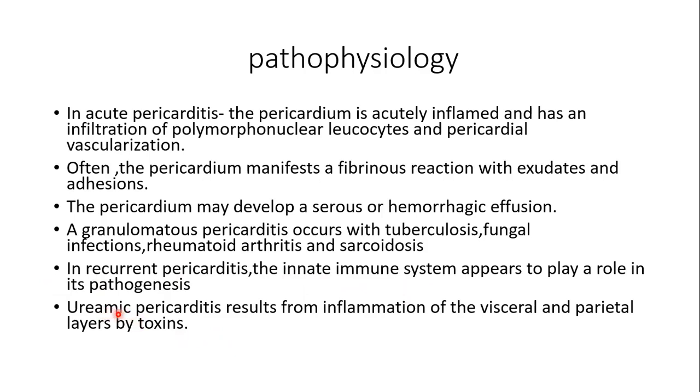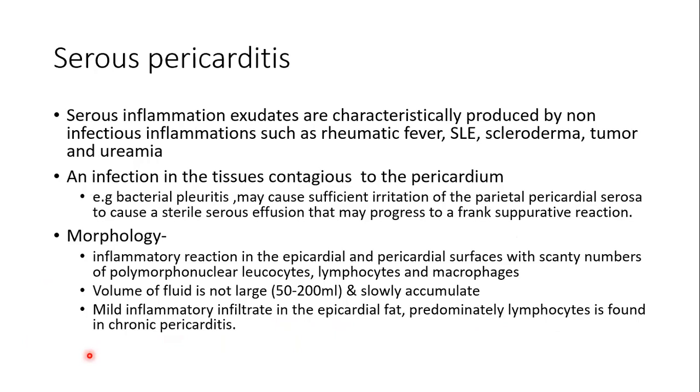So we also have uremic pericarditis, which results from inflammation of the visceral and the pericardial layer by toxins, basically, okay? So looking at the anatomical forms of pericarditis, we have serous pericarditis. Serous inflammation and exudates are characteristically produced by non-infectious inflammation such as rheumatic fever, systemic lupus, scleroderma, tumors, and uremia. Okay, and an infection in the tissue contiguous to the pericardium can also give rise to serous pericarditis.